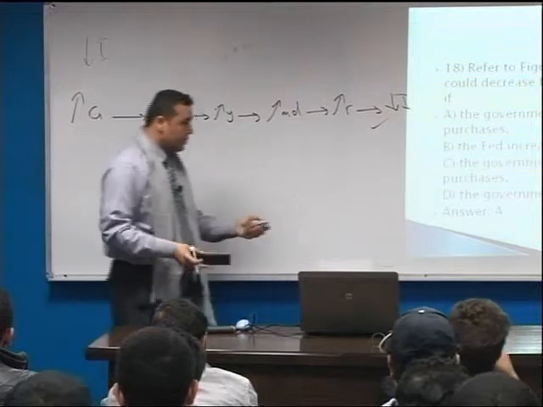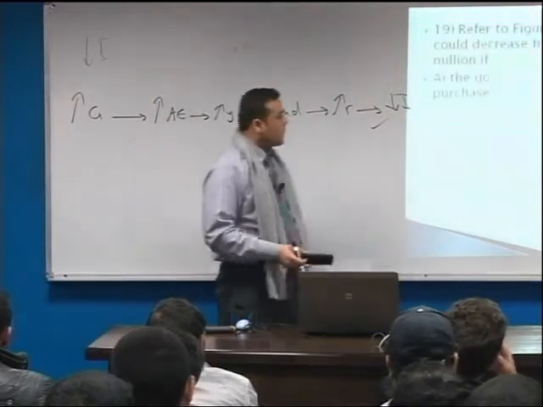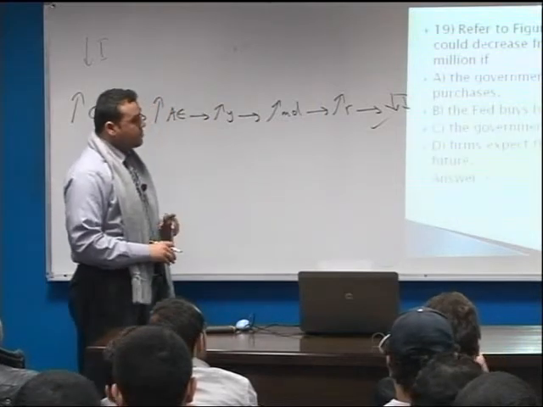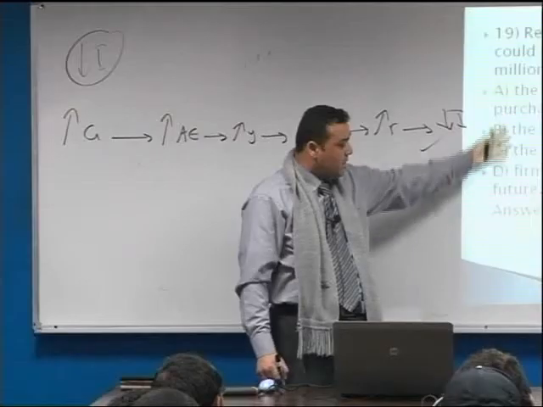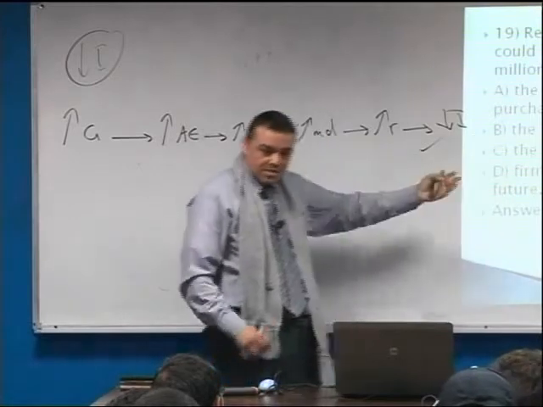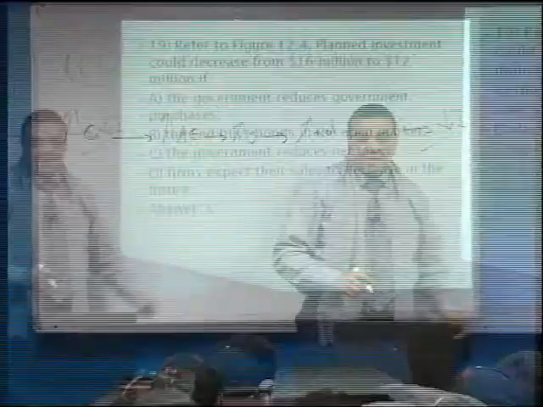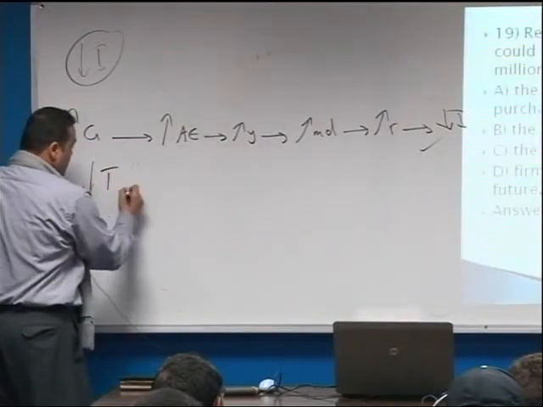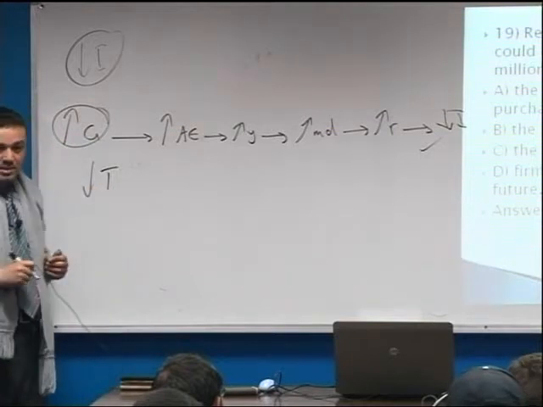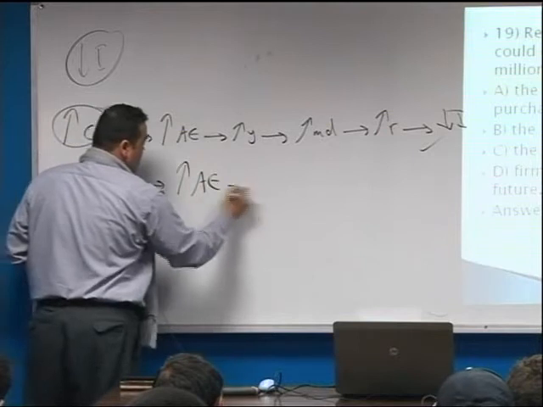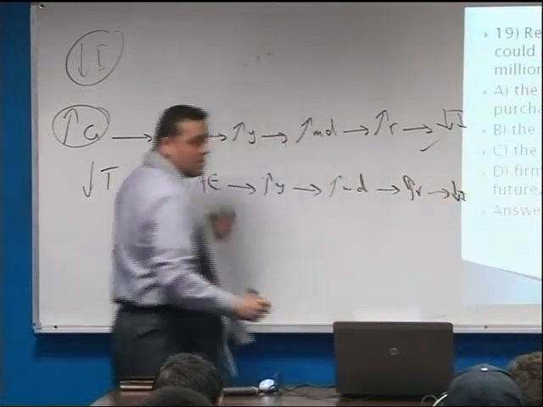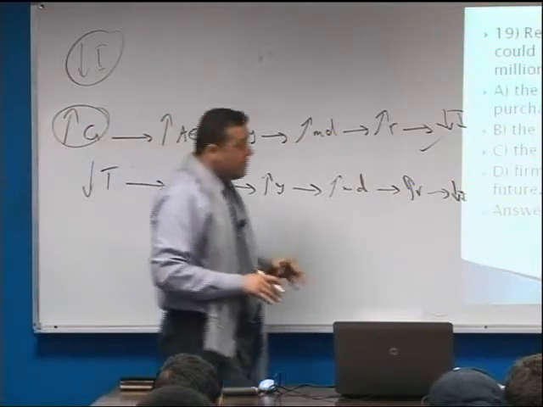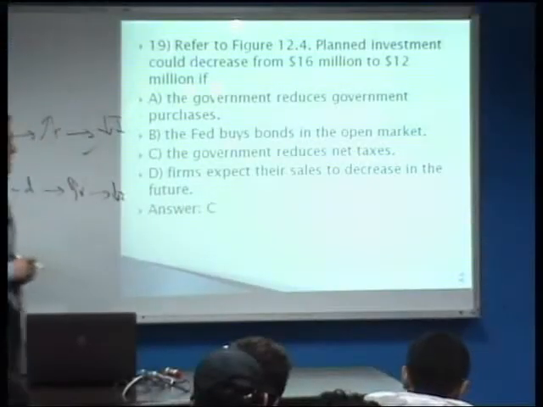We solved this one, okay, we move on to another. Refer to the figure: the investment could decrease from 16 to... again we have a decrease in I, and they give us answers. Let's try C: if the government decreases the net taxes. Decreasing the net taxes has the same effect as increasing government spending. This leads to increasing aggregate expenditure, increasing Y, increasing money demand, increasing R, decreasing I.